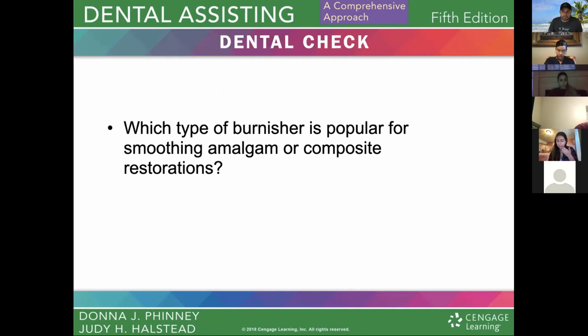Is it the ball finisher? Yes, a ball burnisher is one of them. And there is another one that I went over and had its own slide. Remember what that was? The acorn. Yes, the acorn. So both of those, the ball burnisher and acorns, are used for smoothing amalgams or composite restorations, whichever ones you happen to be working with.